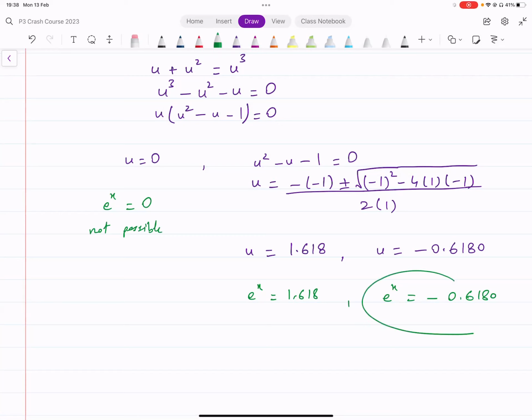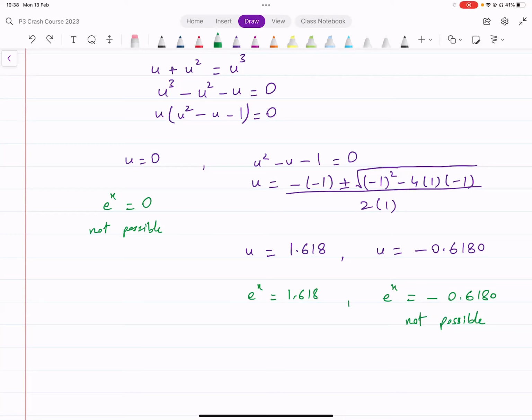Similarly, the last one, this is also not possible. A positive number raised to power anything cannot give you a negative result. So this is also not possible. Again, if you were to try taking log on both sides, on the right side, you would have log of a negative number, which is not possible. So that doesn't give you anything as well.